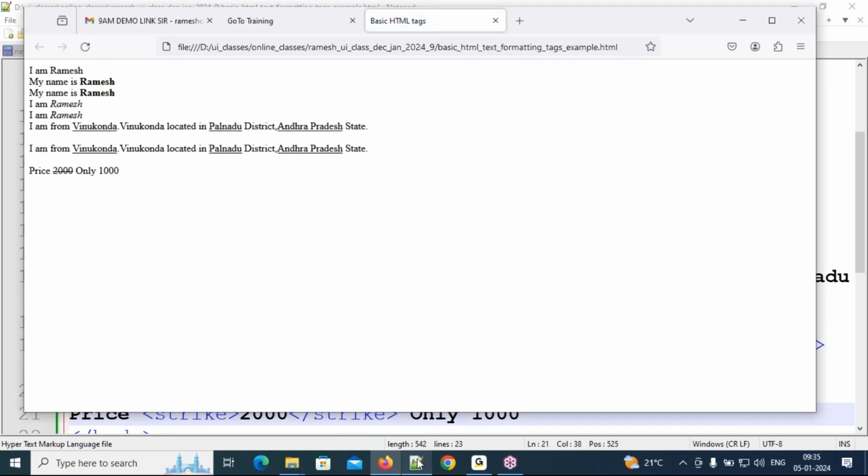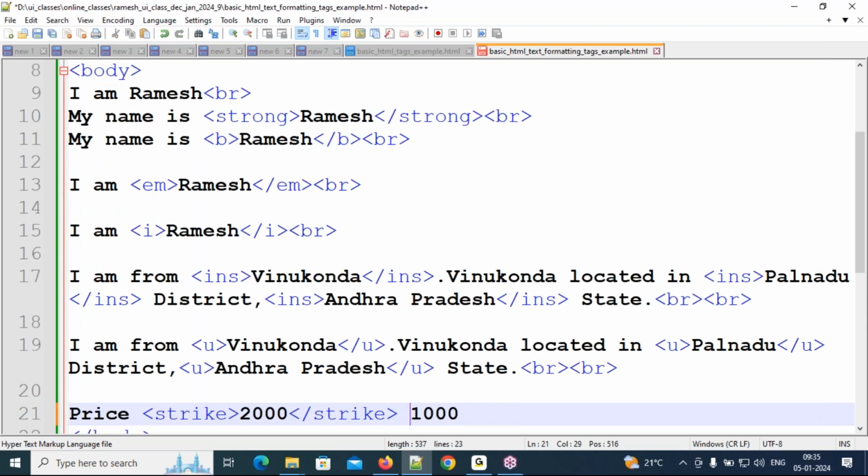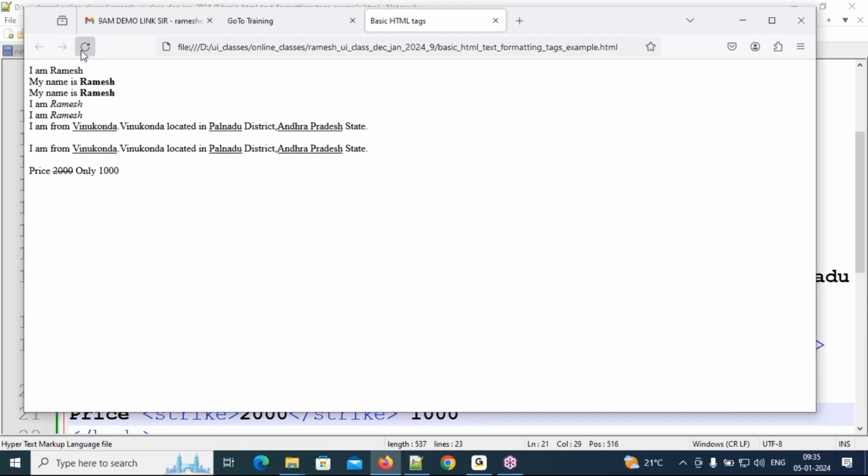What is this? Everybody is seeing 2000 and 1000, but immediately you will understand 2000 is invalid data. How? Because you have struck through it. Understand everybody? This is the strike tag.